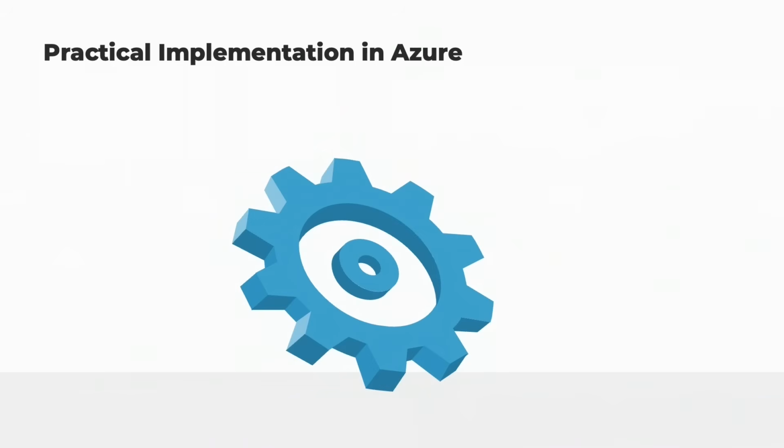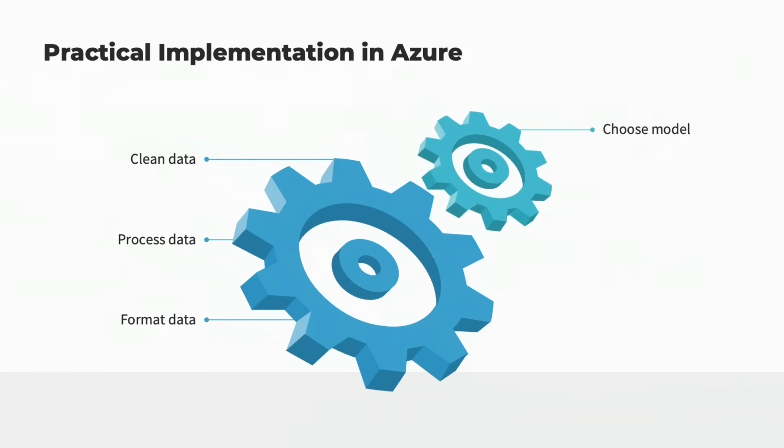Implementing generative AI models in Azure AI and OpenAI services involves several steps. First, the data needs to be cleaned. It needs to be preprocessed and formatted according to the requirements of the chosen generative AI model. Then the appropriate model is chosen. Then these models are integrated with other services for various applications.